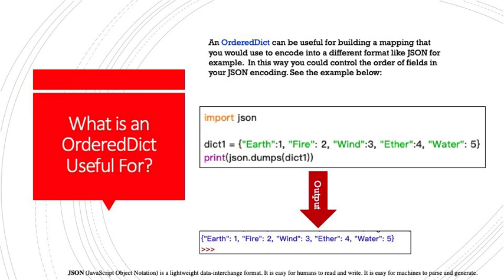For those of you who are not familiar, JSON is JavaScript Object Notation. It's a lightweight data interchange format. It's easy for humans to read and to write, and it's easy for machines to parse and generate. It's taken the place of XML.